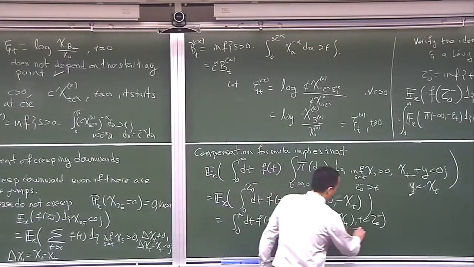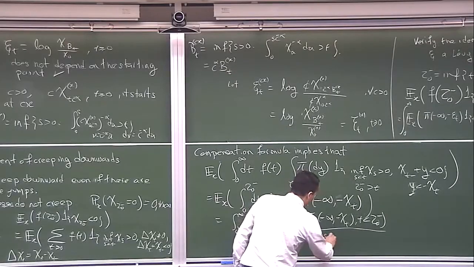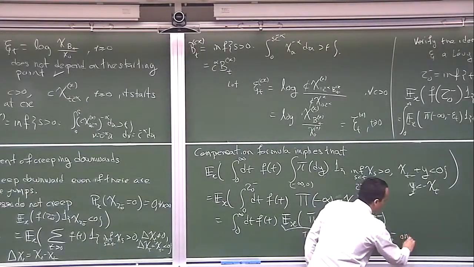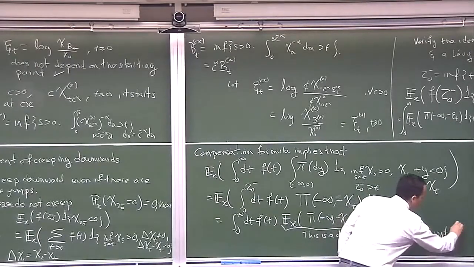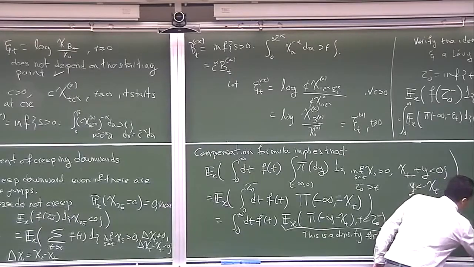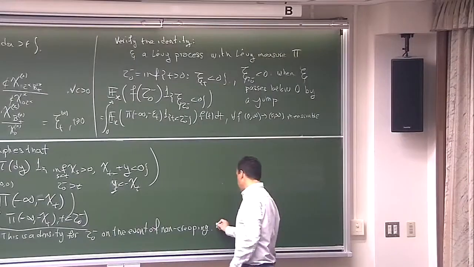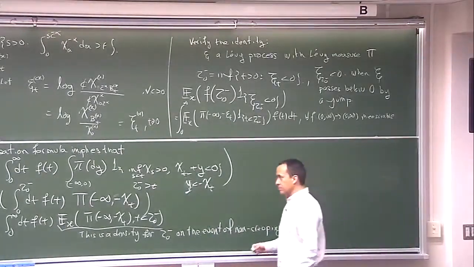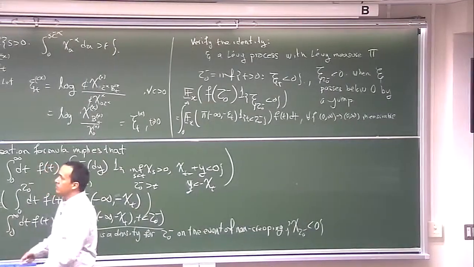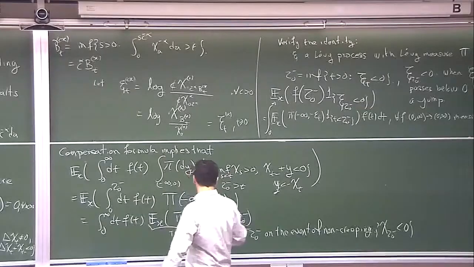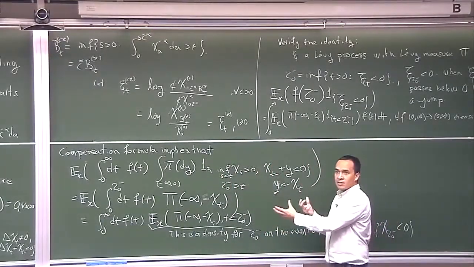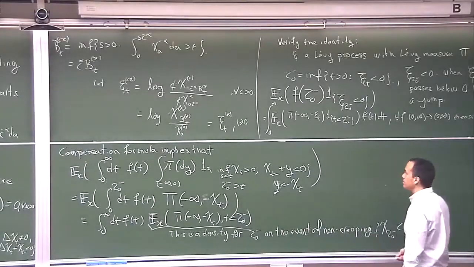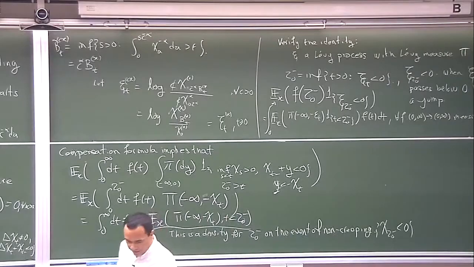So in particular, this is a density for tau 0 minus on the event of non-creeping. Okay, so the event where x tau 0 minus is smaller than 0. It is worth noticing that if there is a density for this random variable, for tau 0, it will come from two parts that are disjoint: the event of non-creeping, and the event of creeping. Okay?